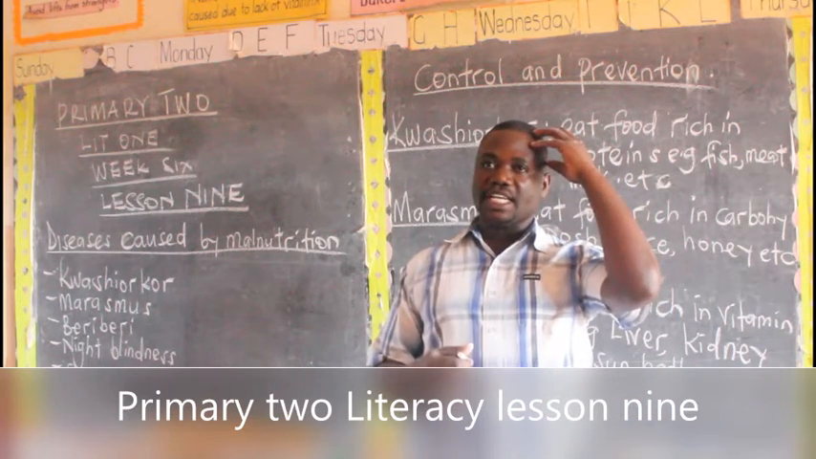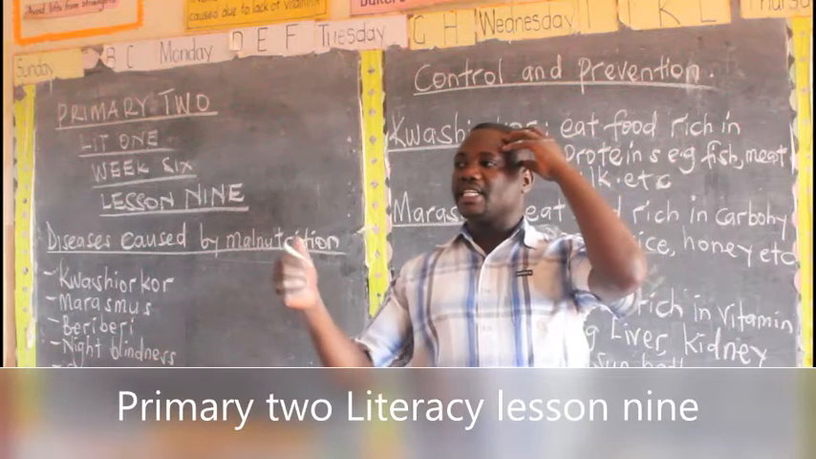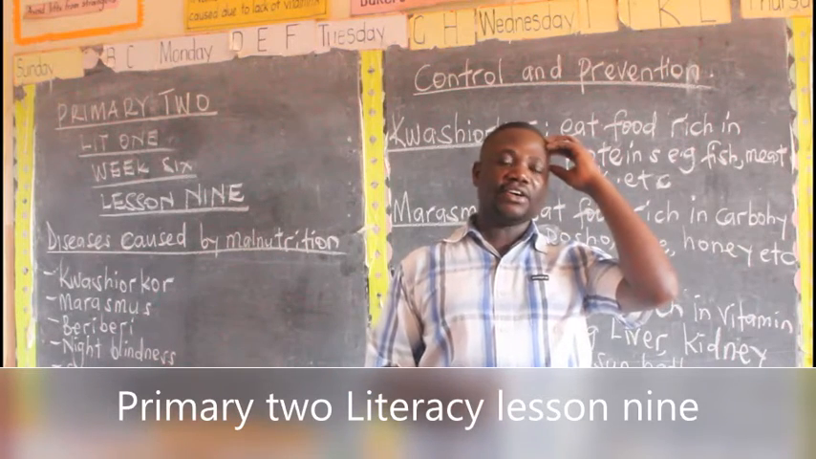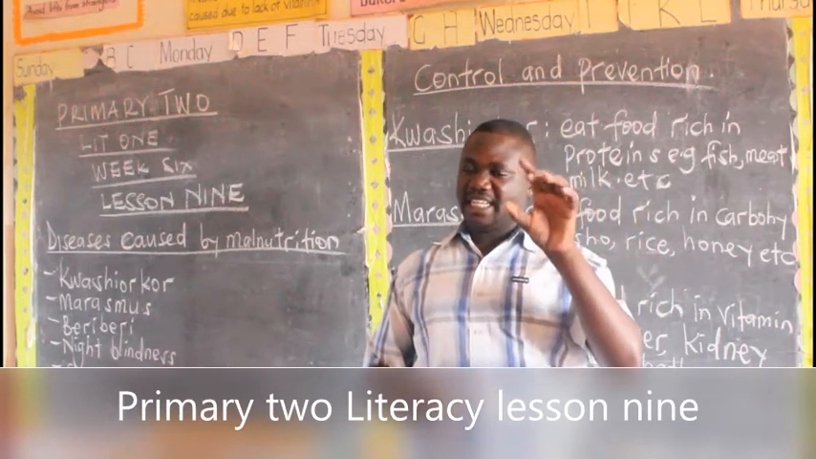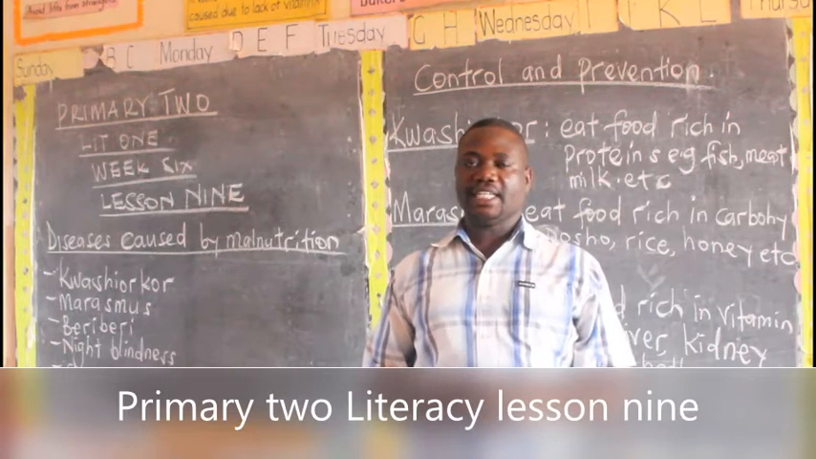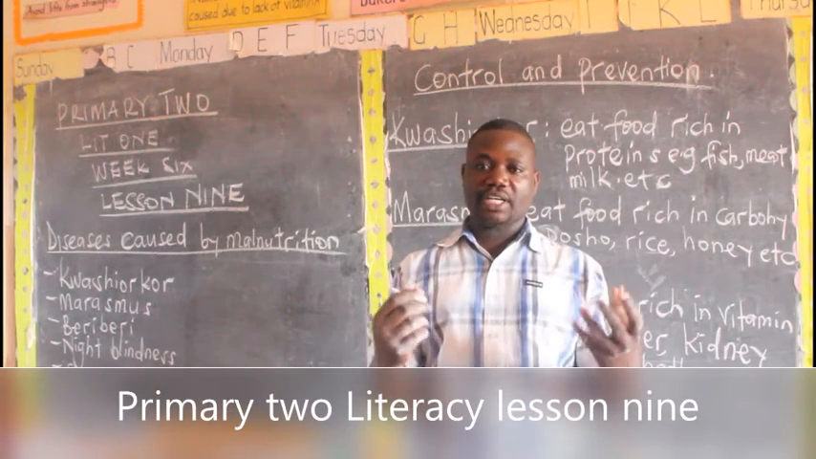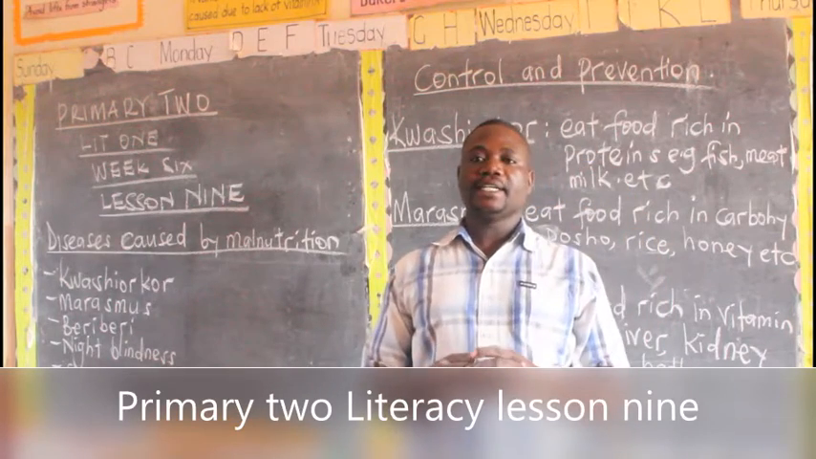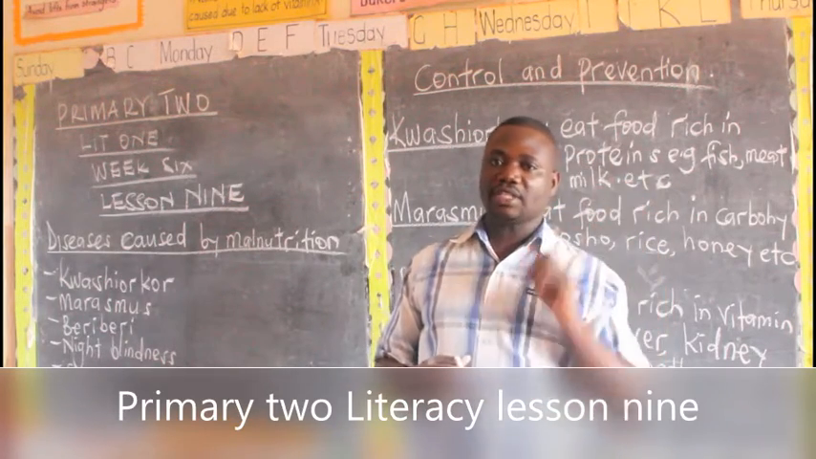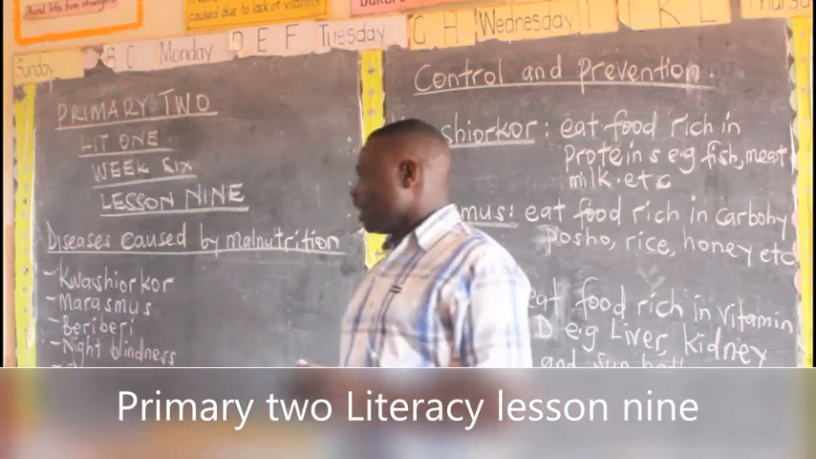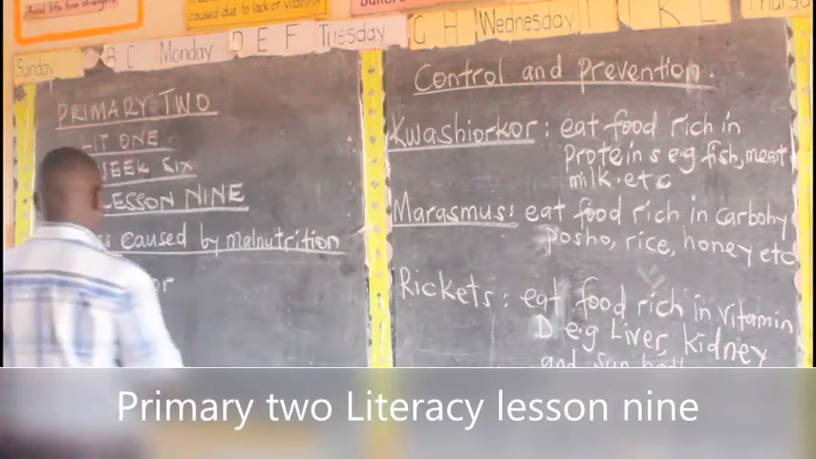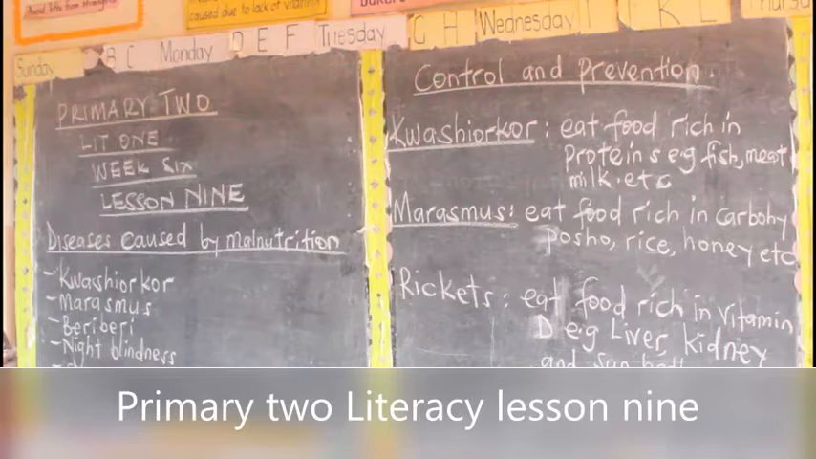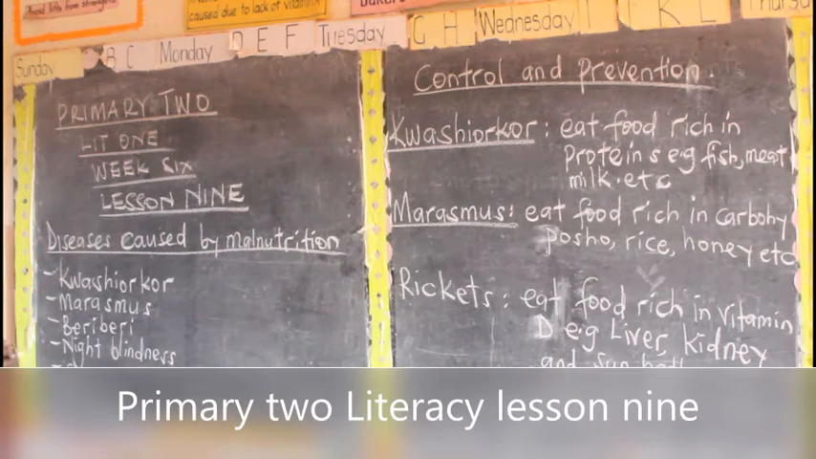You look at the person's hair, and you find that the hair is not black or dark, but it is yellowish. It is brownish. So, change of hair color and also poor growth of the hair. Now, without wasting time, let us focus on diseases caused by malnutrition.